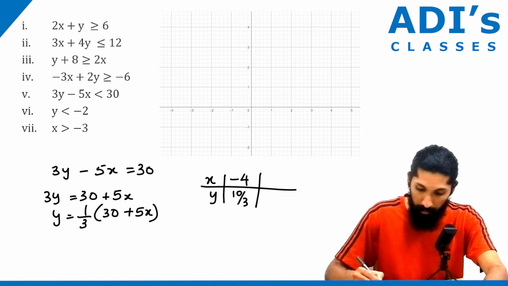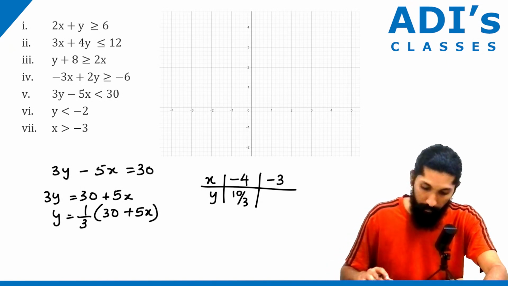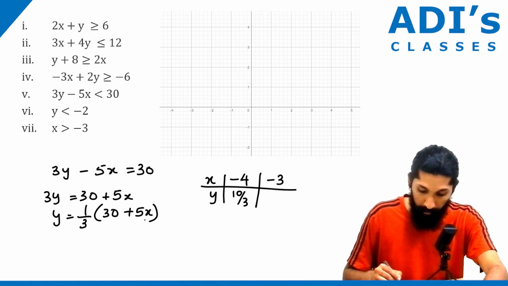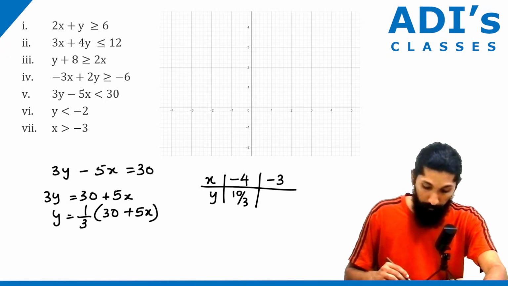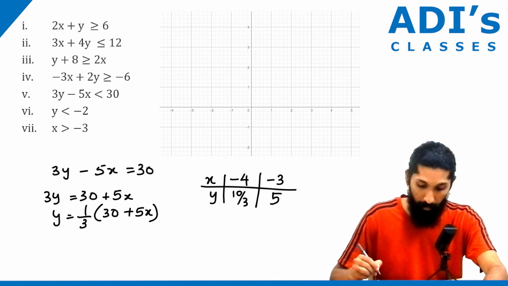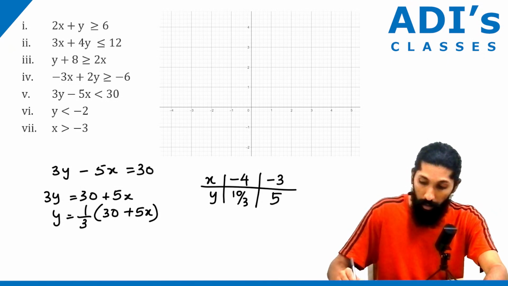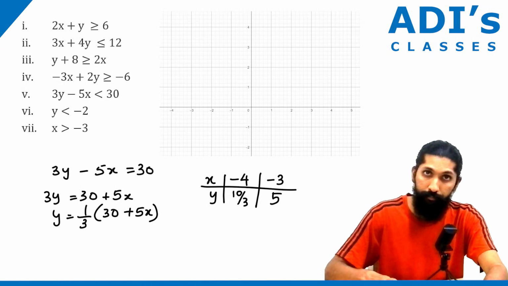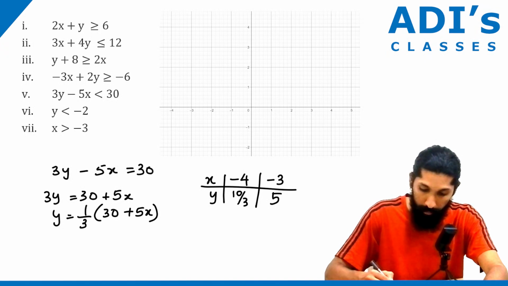Now let's take x value as minus 3. If you take x as minus 3, 30 minus 15 is 15. 15 by 3 is 5. So we have two values. Now, since it's a strict inequality, we have to be a little more careful. So first, the two points.